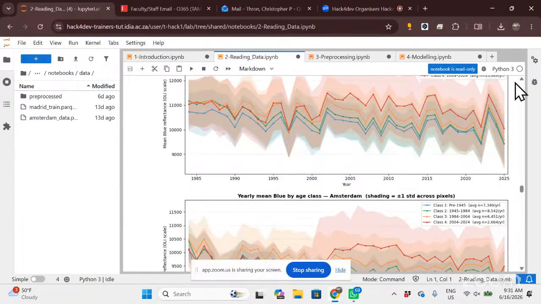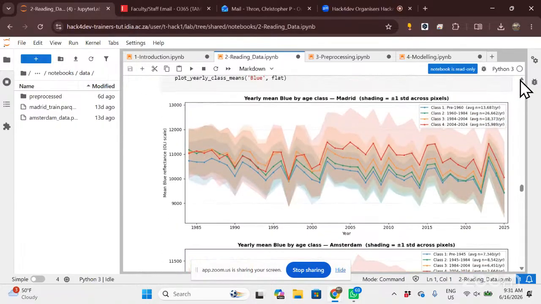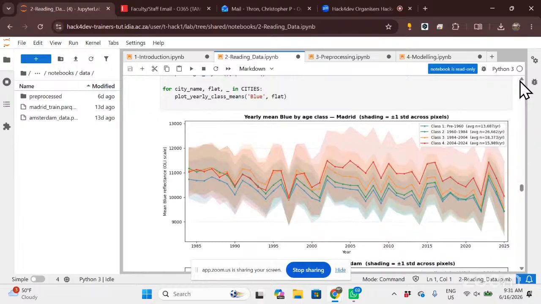Now, this is the mean reflectance for each year for the different classes. So, for instance, this red point here, what year is that? Maybe 2000, it looks like 2002. And what is that point? We took all pixels in class 4, we took their mean reflectance, and we took the average.